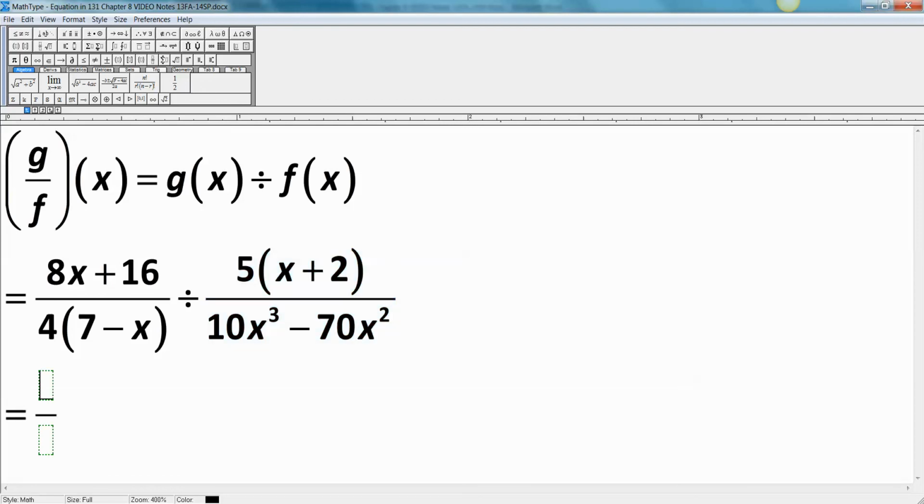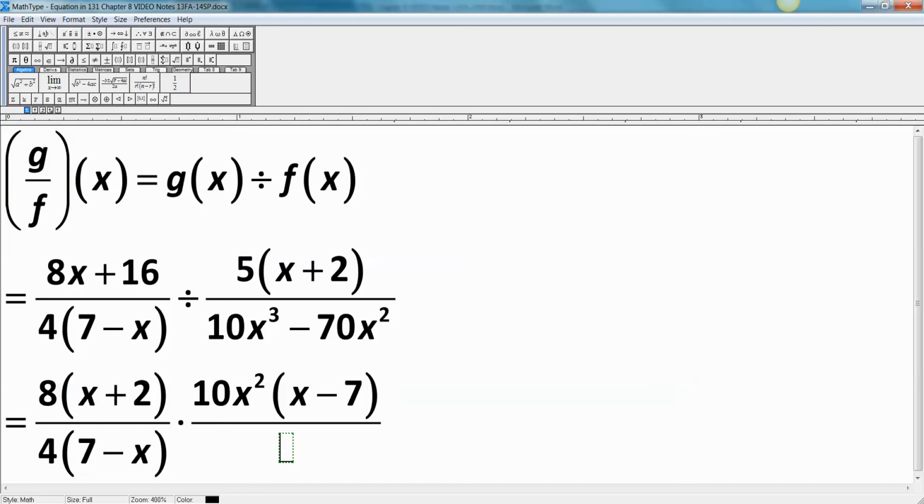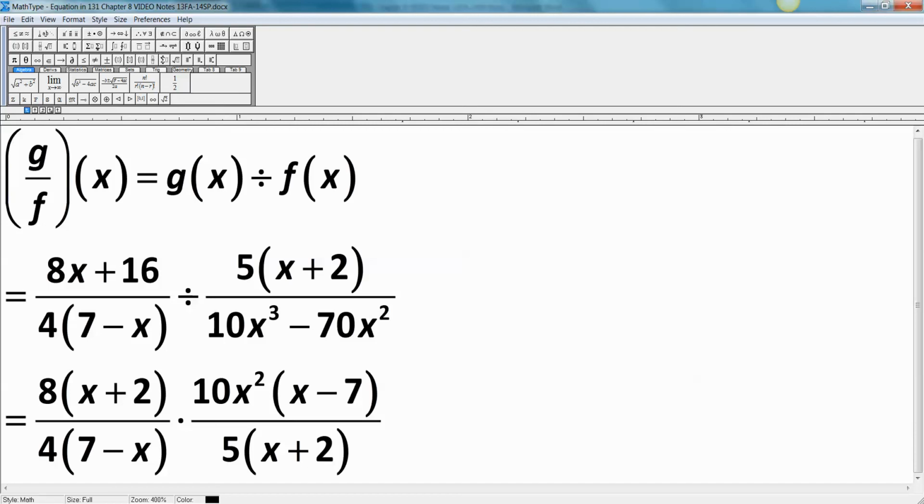So while I'm at it, why don't I do myself a favor and factor this one. So this is going to be 8 times x plus 2, 4 times 7 minus x. I'll do something with that in a minute. Then I'm going to times this by, and then, well, let's do a little bit of work here. This has a GCF, right? So this is 10x squared, and that'll come away, and that'll leave you x minus 7 up there, and then 5 times x plus 2. So we kind of did a couple steps there at once. Hopefully that didn't bother everybody too much.